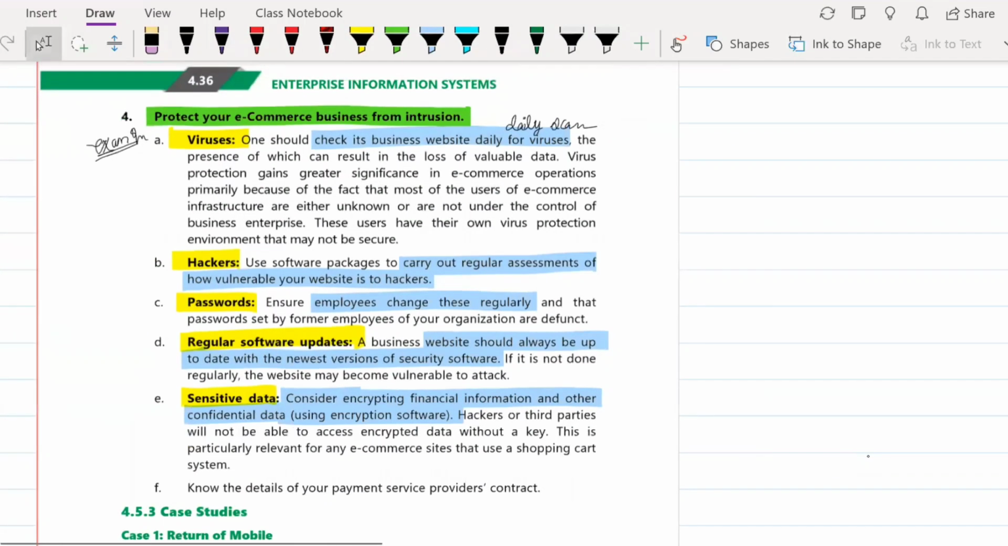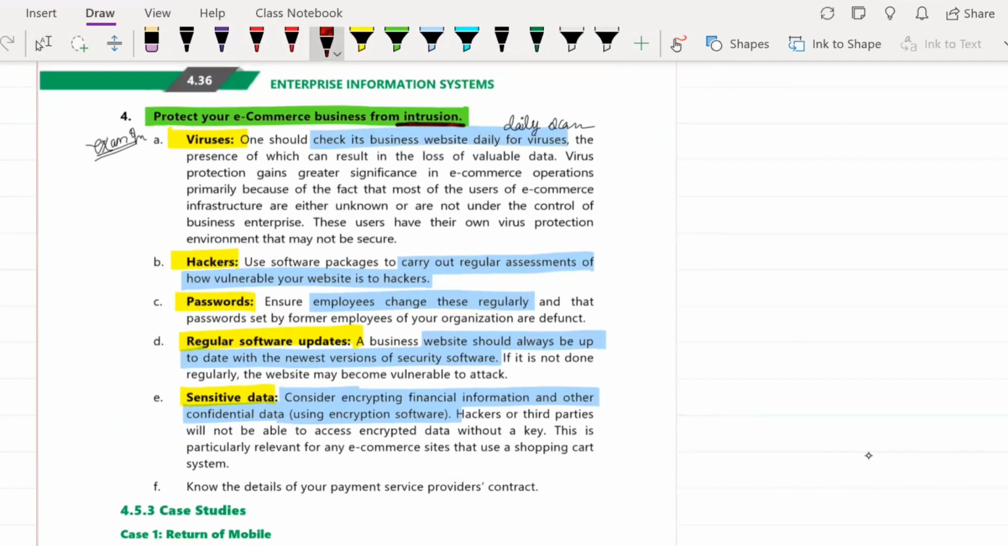Next is protect your e-commerce business from intrusion. The e-commerce website must be protected from external intrusion that can happen. Suppose a virus can enter the e-commerce website. So what you must do is scan for viruses every day. Then hackers can hack. For that, you can do a regular assessment of how vulnerable your website is to hacking, whether it has a good amount of security or not.